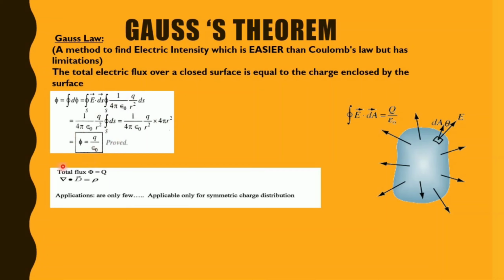From this we came to know that the flux over a closed surface is equal to the charge enclosed by the surface. And it can also be stated as divergence of D is equal to rho. These applications are only a few, and all of these are applicable only for symmetric charge distributions.